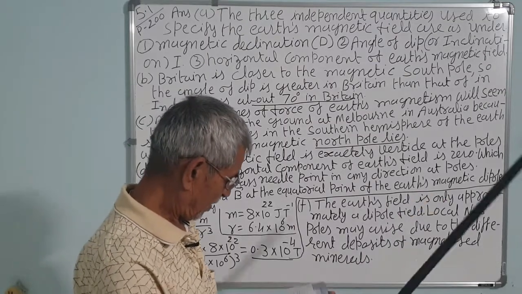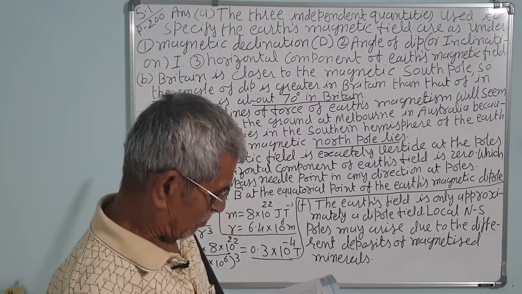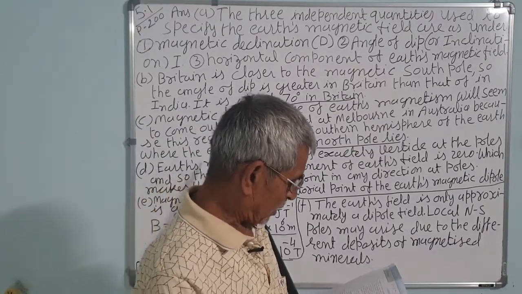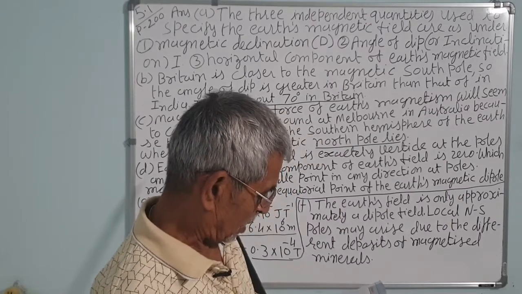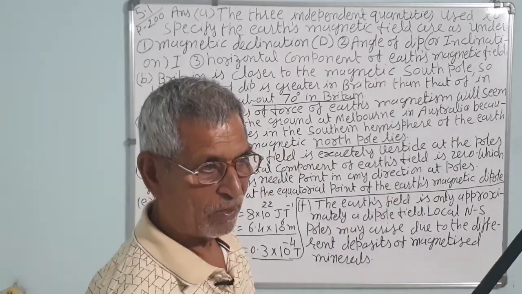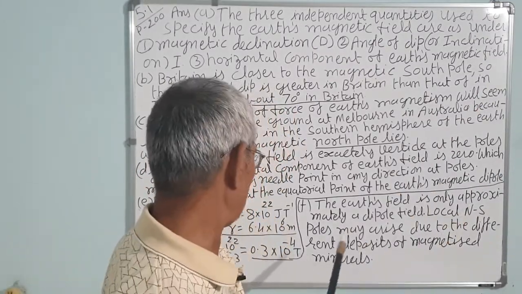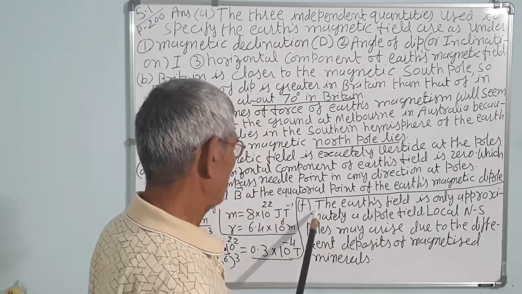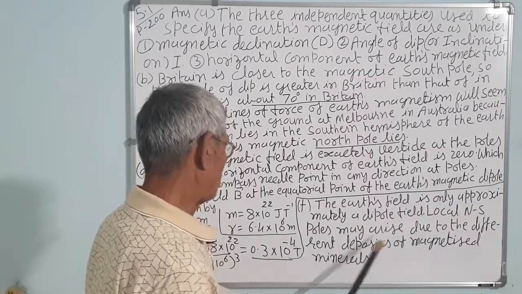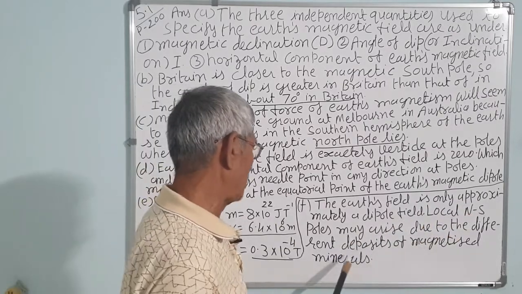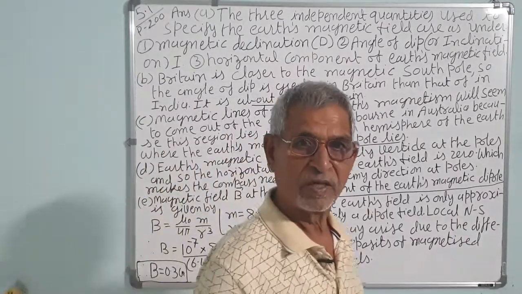Last one, F. Geologists claim that besides the main magnetic N-S poles, there are several local poles on the earth's surface, oriented in different directions. How is such a thing possible at all? These other poles are due to the magnetized ferromagnetic materials in the earth's interior. The earth's field is only approximately a dipole field. Local N-S poles may arise due to different deposits of magnetized minerals. These minerals are magnetized due to the earth's magnetic field, and that is why they show.